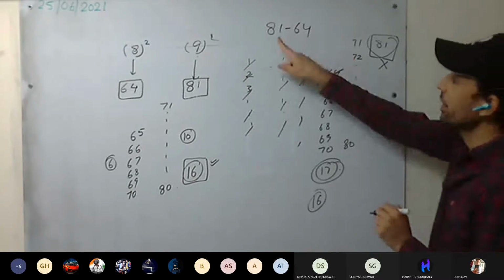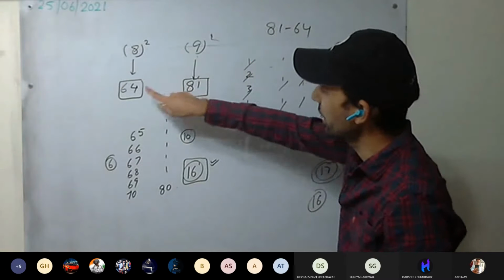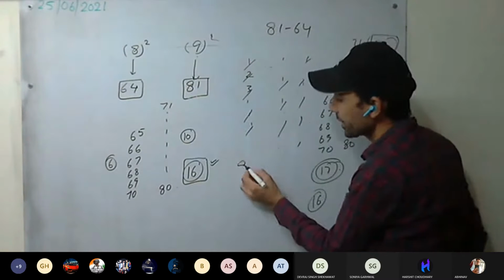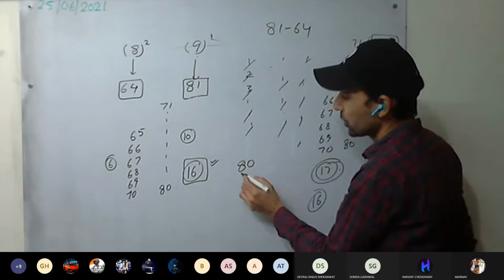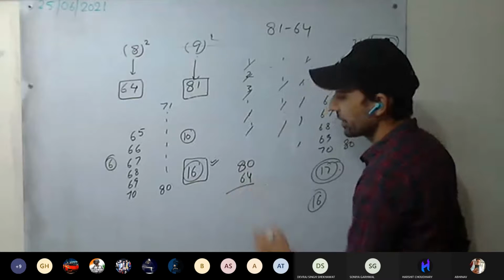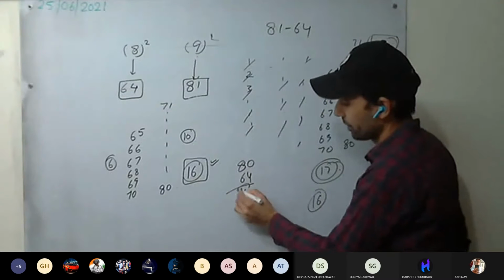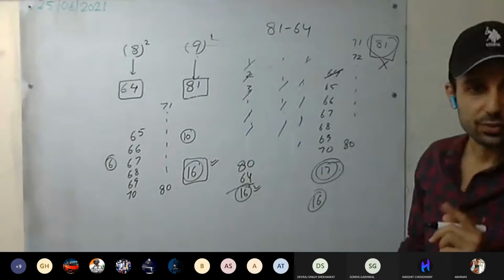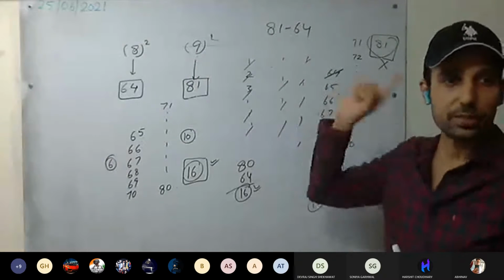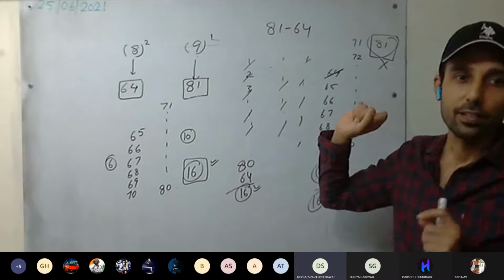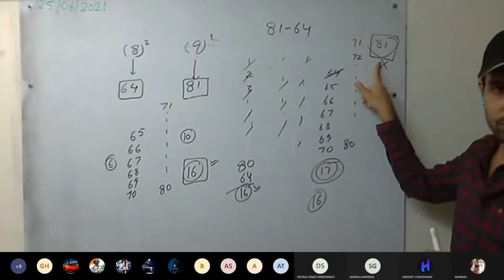So either way, if it is asking between 81 and 64, take 80 here, because 81 won't be included, 80 will be included. So from 80, subtract 64. You will get 16. Understood this one? You understood the concept. The concept is from smaller classes. That is, 81 is not to be included.